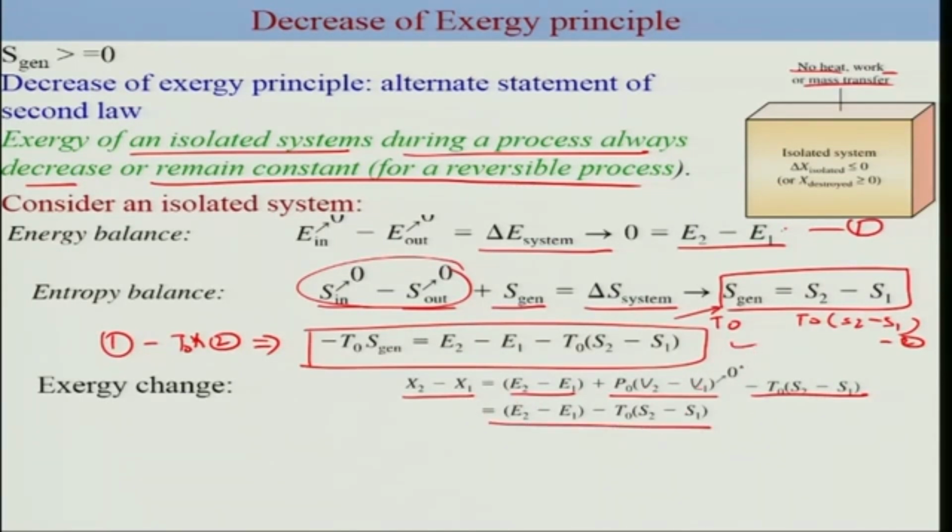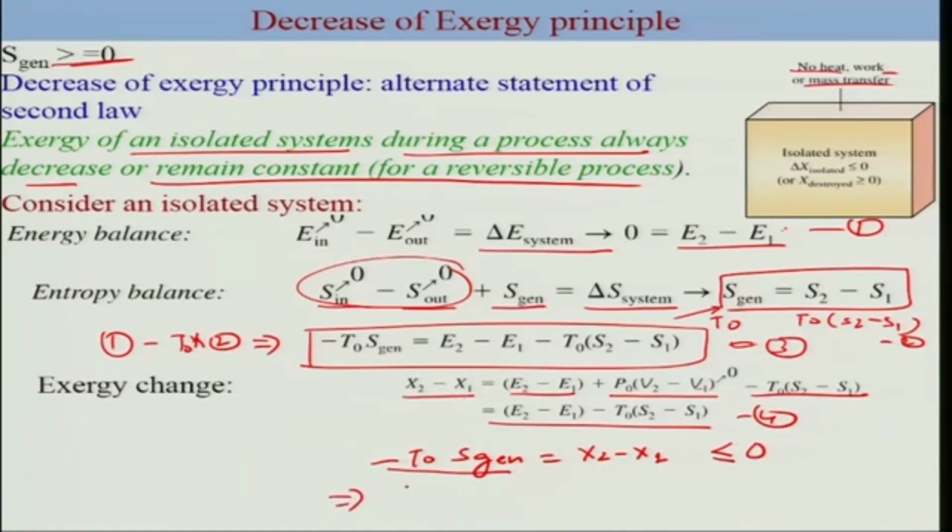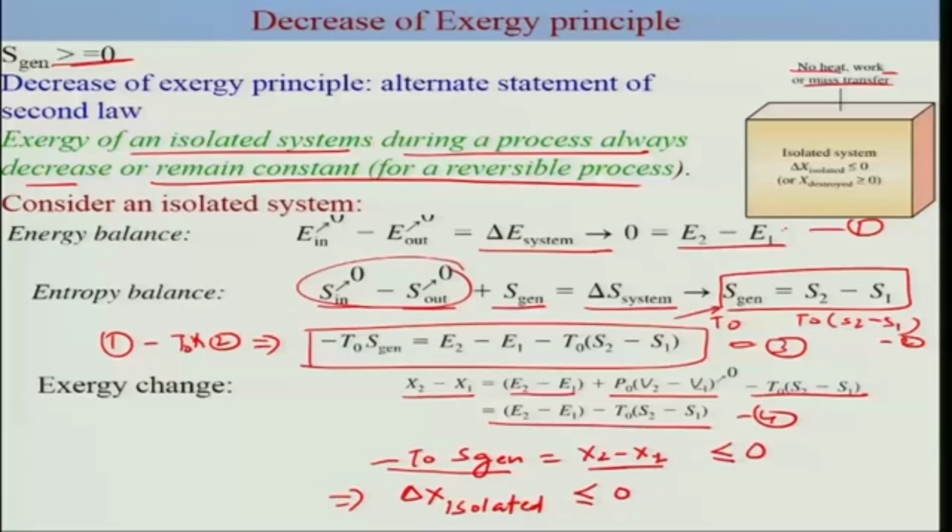If you compare equation 3 with 4, what do you get? You get minus T0 S generation is nothing but X2 minus X1. We know that S generation is greater than or equal to 0, which means this is less than or equal to 0. So in other words, delta X for an isolated system is going to be less than or equal to 0. This derivation tells you that the entropy increase principle for an isolated system, which is equivalent to the second law of thermodynamics statement, can also be written in terms of decrease in exergy for an isolated system as shown here.